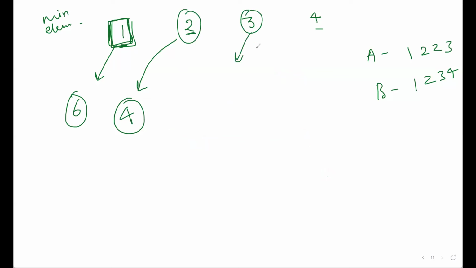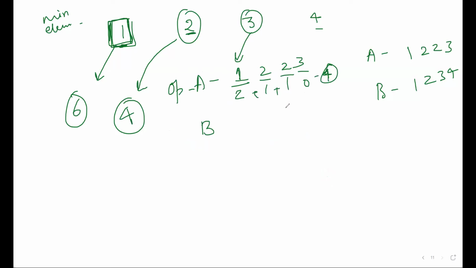For this value. If I want the minimum element of array A to be 3, how many operations do I have to perform on each element? For this, I have to perform 2 operations to make it 3. For this, 1 operation. For this, 1 operation. For this, 0. Okay. Number of operations here is 4, so 4 operations on array A.